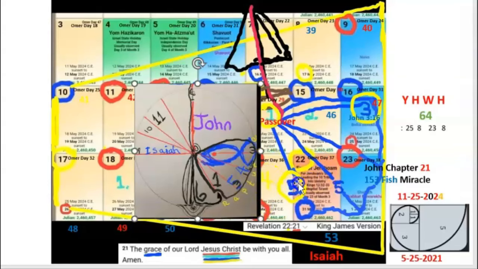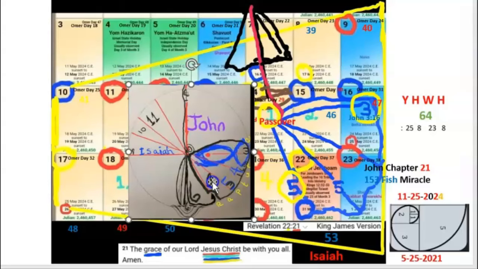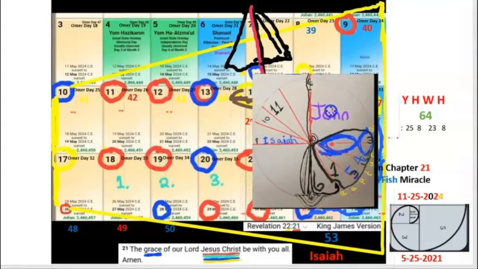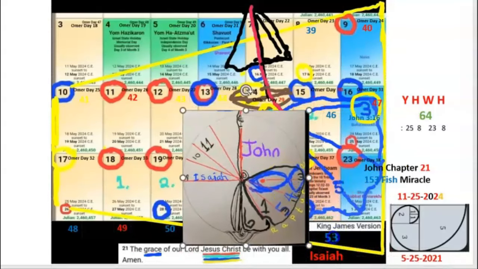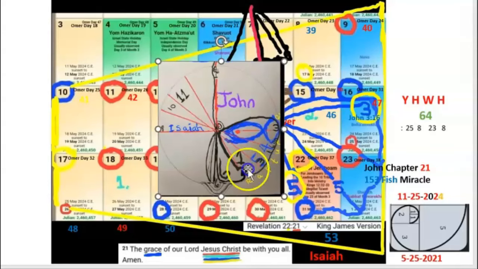You have a 5 right here. You got 31 right here. So you have the 5 and the 3 going into the 5 right here, okay? You have the 1 and a 6 right here for 16. You got 31 right there, Omer Day 31. This also falls on the 31. There's 31 there too. You have John 3:16. And if you didn't notice it, now look at this. This, again, blew my mind.